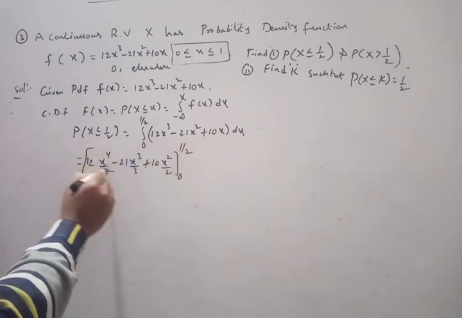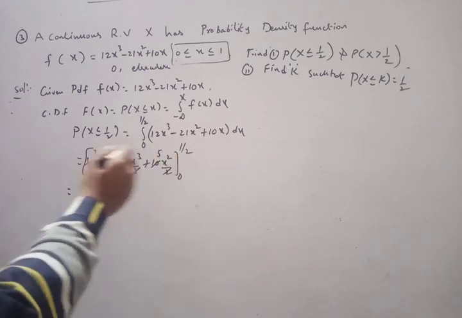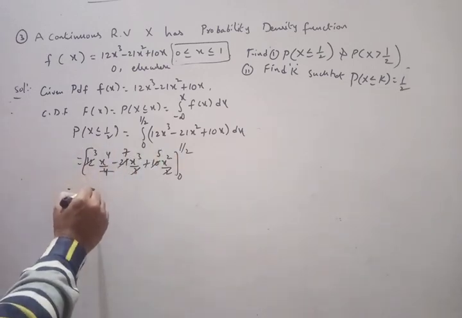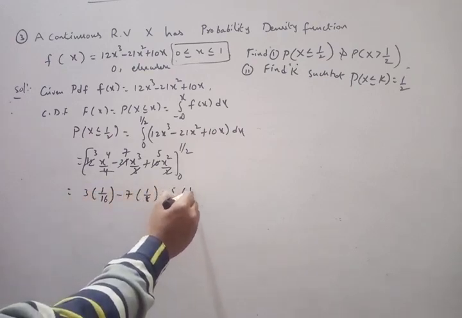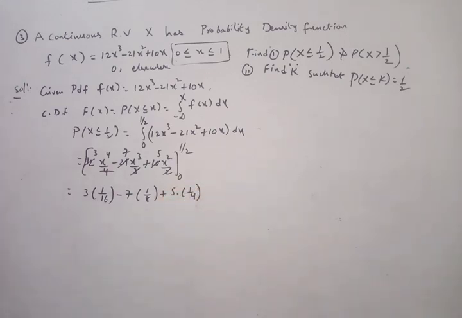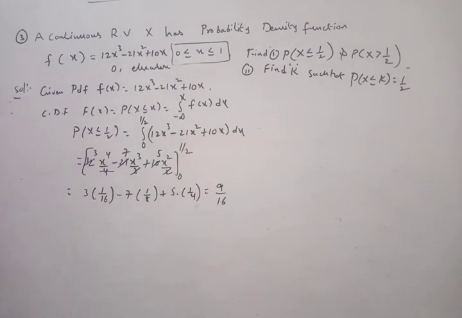So, cancel here: 4 1s are 4, 3 1s are 3, 7 times, 2 1s are 2, 5 times. So, 3 into, if I substitute the upper limit 1 by 2, what I get here is 1 by 2 power 4, 1 by 16, minus 7 into 1 by 8, plus 5 into 1 by 4. The lower limit is 0. So, 3 by 16 minus 7 by 8 plus 5 by 4, right? Using the calculator, how much am I getting here? I am getting 9 by 16. So what is the answer? 9 by 16. Okay, this is the first bit.